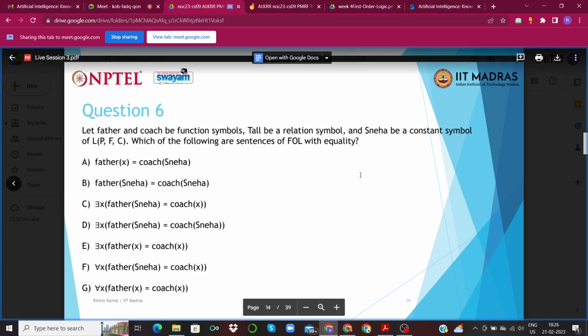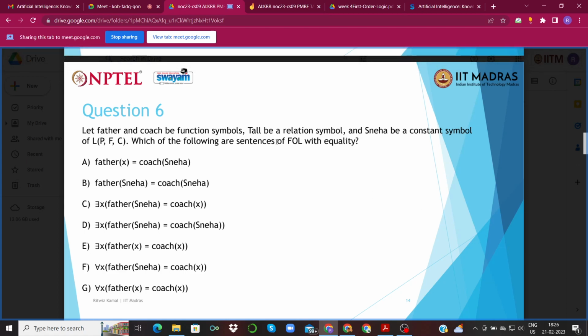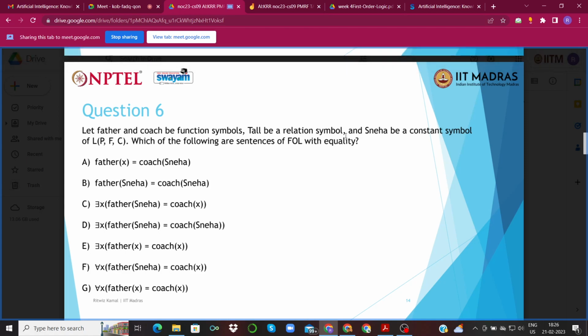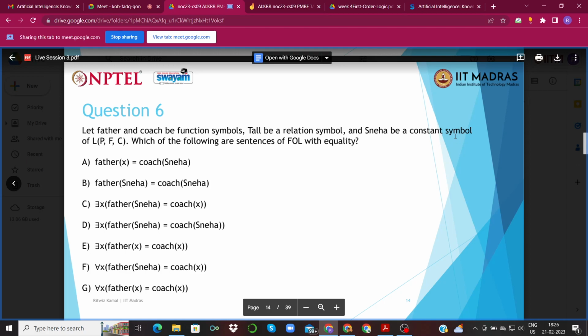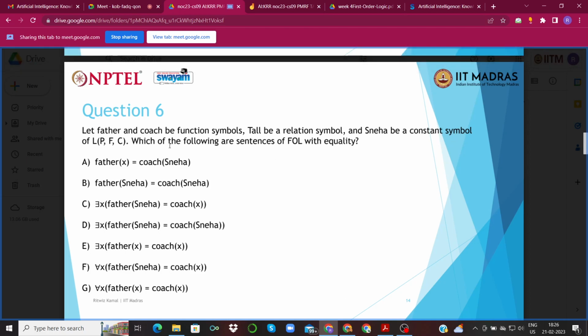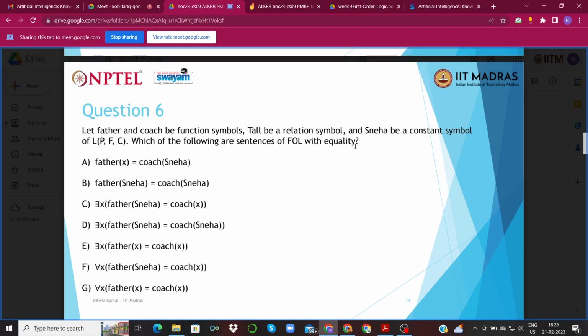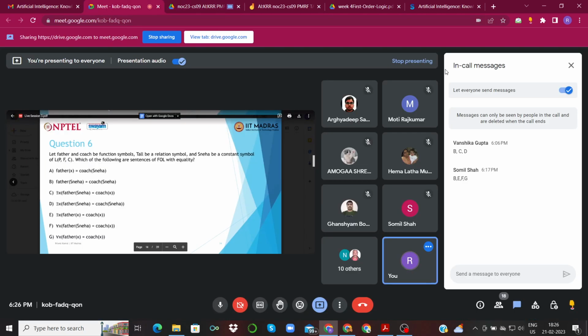Okay. So here the scenario remains the same. Father and coach are function symbols. Tall is a relational symbol. Sneha is a constant symbol. And we are asked which of the following are sentences of FOL with equality, basically. So the previous was simply sentences, and these are just sentences with equality. So which of the following options do you think would be correct?